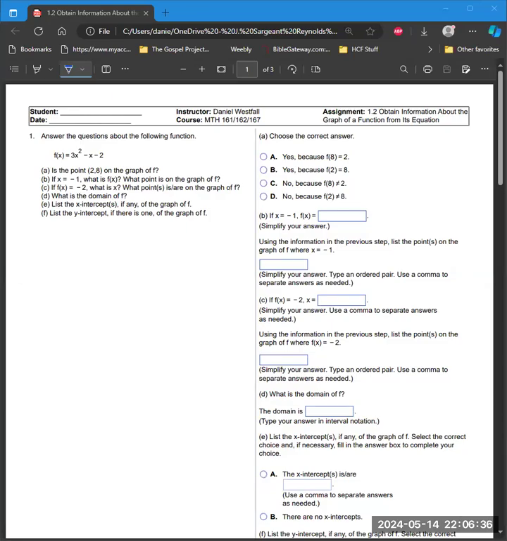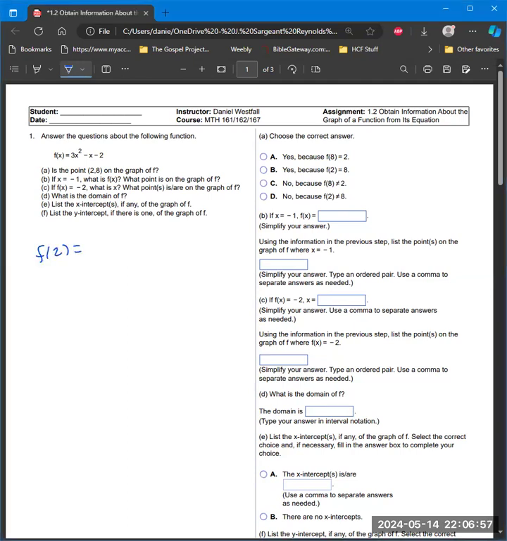In this video, we're going to obtain information about the graph of a function from its equation, from section 1.2. Let's go ahead and answer the questions about the function f of x equals 3x squared minus x minus 2. Let's ask if the point (2, 8) is on the graph of f of x. So let's find what f of 2 is.